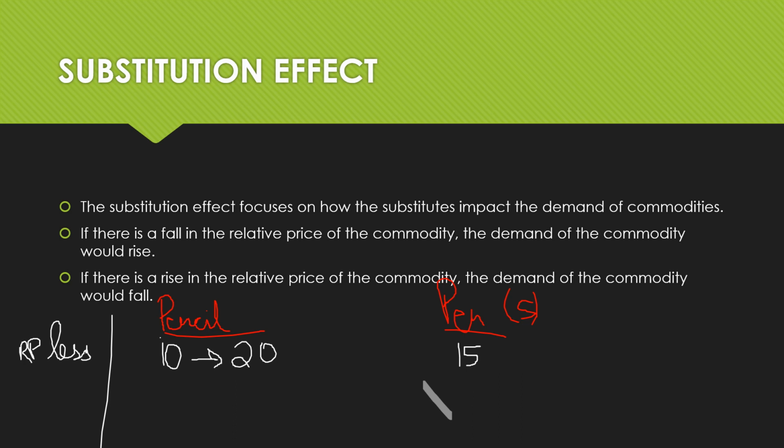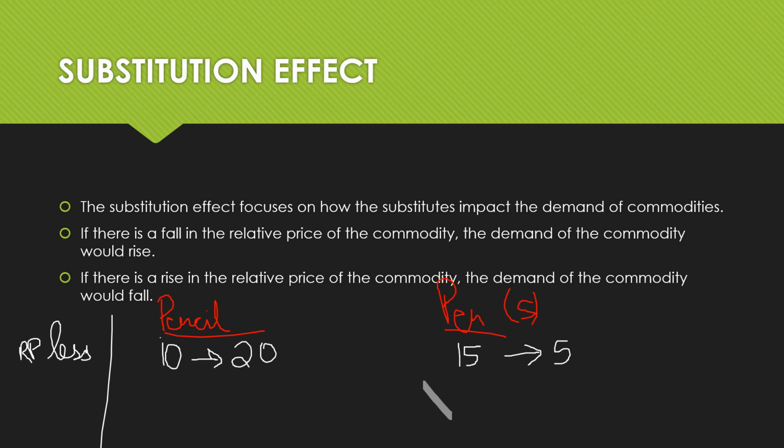The relative price of pencil is less than pen. That's why I've written that the relative price is less. So when the relative price is less, I am at an advantageous position because the demand for my commodity would be greater. Okay, let's say demand for this is maybe 5.